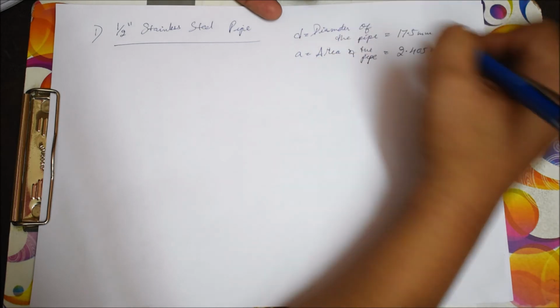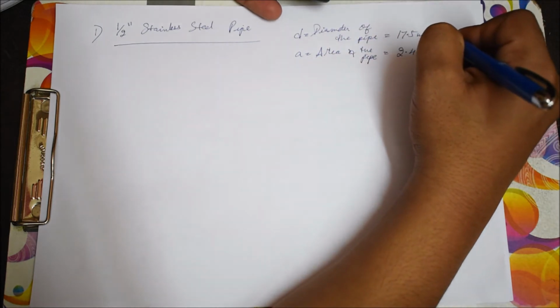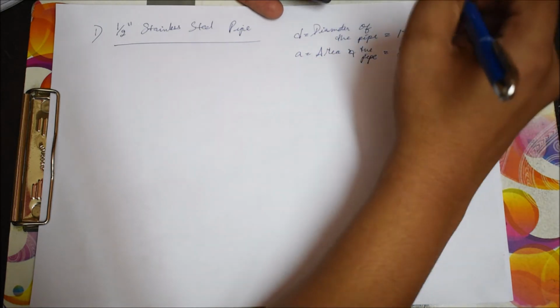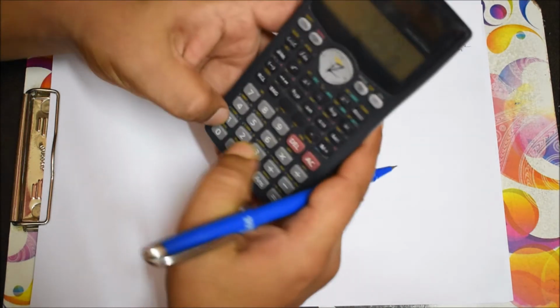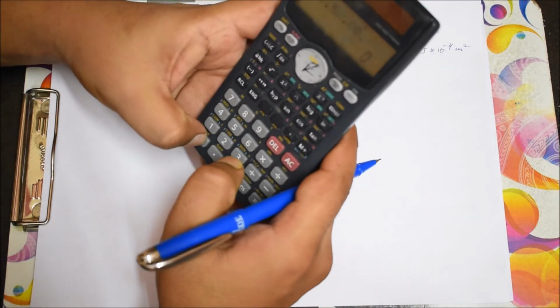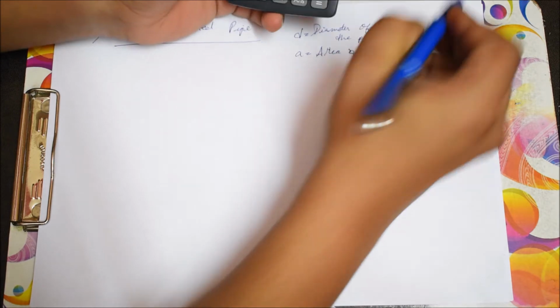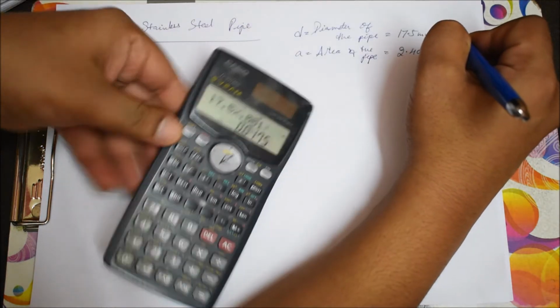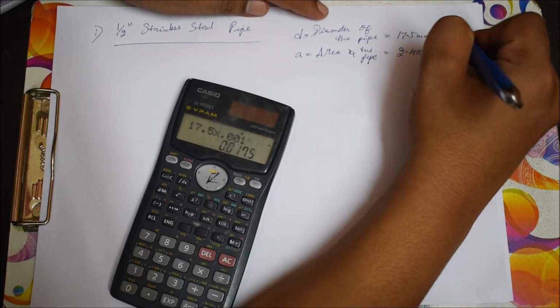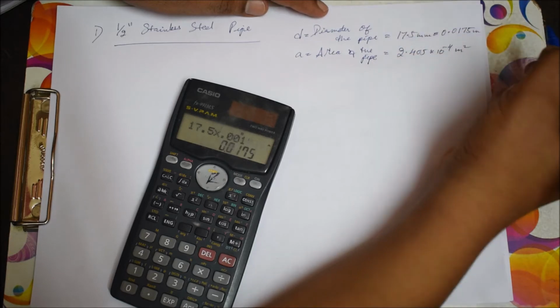So this d, which is 17.5 mm, can also be written as 17.5 into 0.001 or 0.0175 meters.